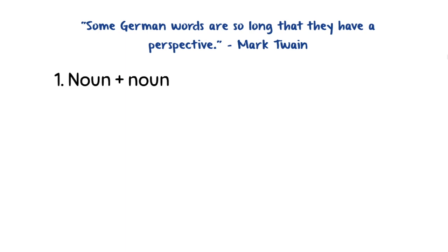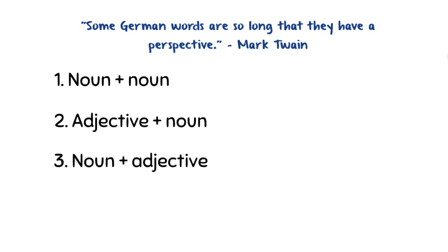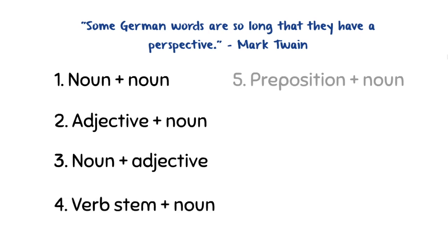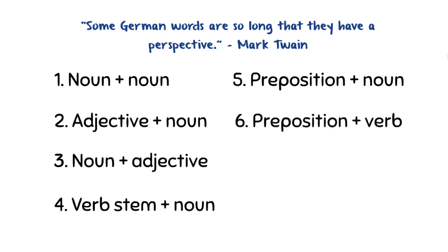Number 1, noun and noun. 2, adjective plus noun. 3, noun and adjective. 4, verb stem and noun. 5, preposition and noun. 6, preposition and verb. 7, adjective and adjective.